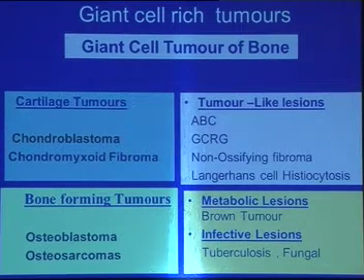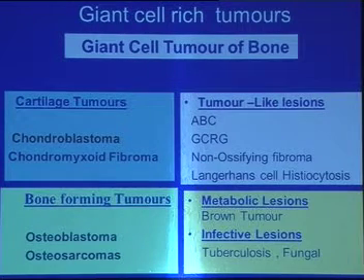Amongst tumor-like lesions, we have aneurysmal bone cysts, giant cell reparative granulomas, which usually occur in the small bones of the hands and feet, non-ossifying fibromas. Langerhans cell histiocytosis can have a lot of giant cells. Amongst metabolic lesions, Brown tumor is the most common one, and we do see a lot of infective, especially tuberculosis. And once in a while, we have also seen more exotic lesions like rhinosporidiosis in the bone and some other fungal infections.